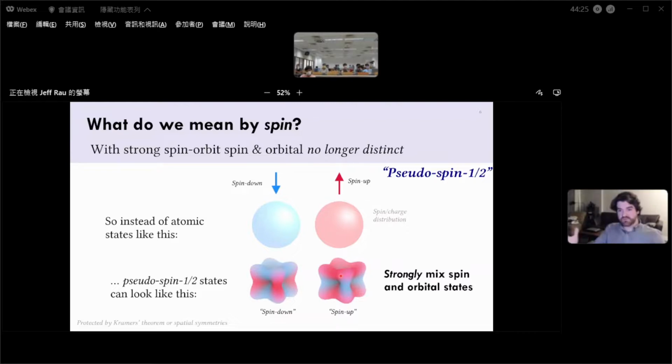All of these things will end up looking like effectively spin half models with some anisotropy, but just keep in mind, in the back of your mind, that when we're talking about these spin half states, they don't necessarily just have to be the electron spin half.